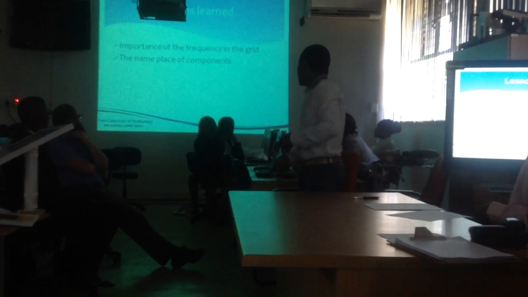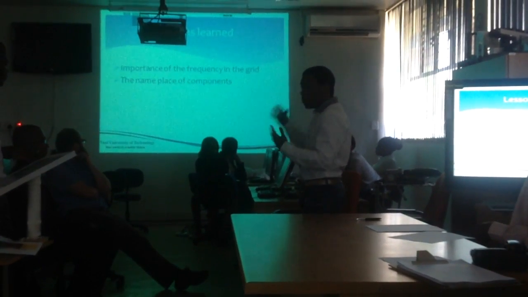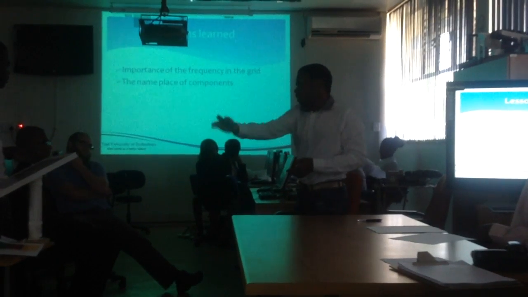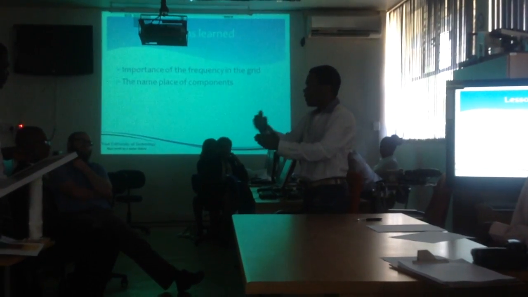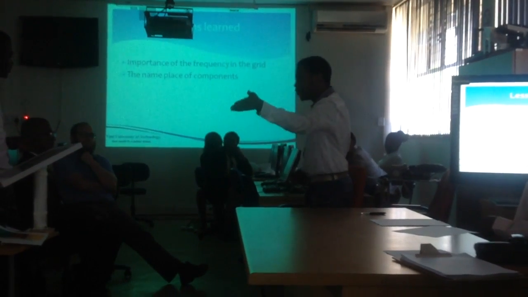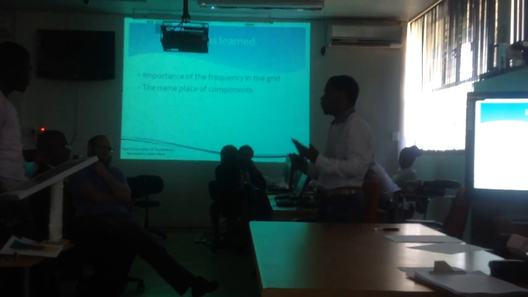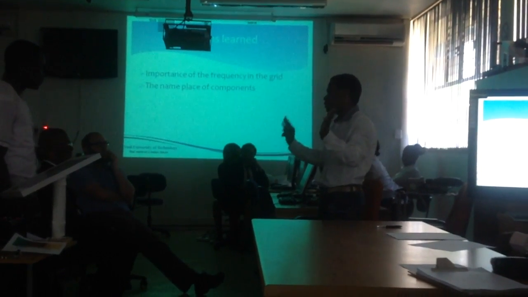The lessons learned: we learned that frequency is very important in the AC grid. And the nameplates that you see on things like contactors tell you that this thing can work under a frequency of 50 Hertz. This is very important, because if you supply the voltage with a different frequency, the contactor will just make enough sound.